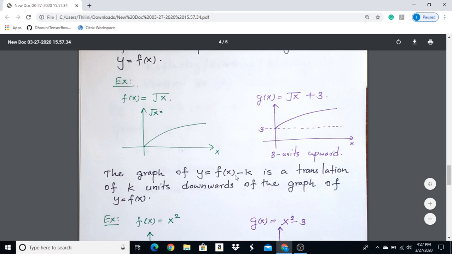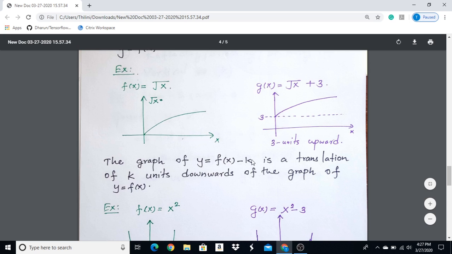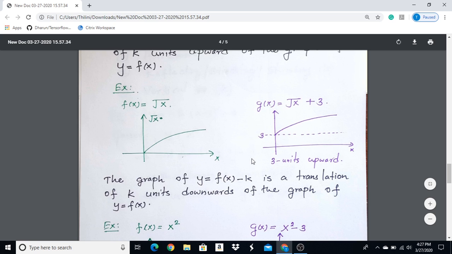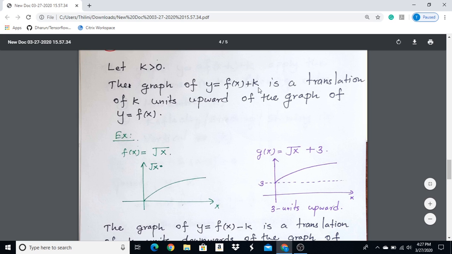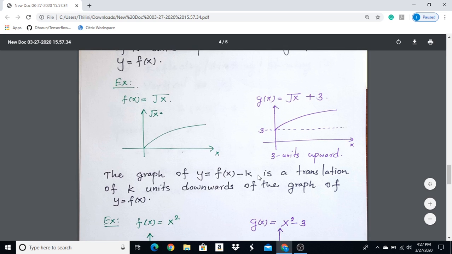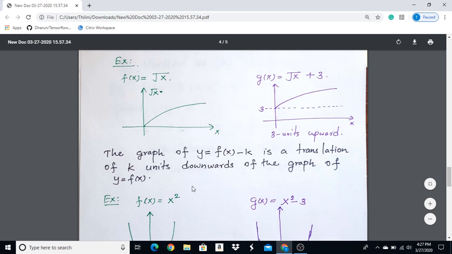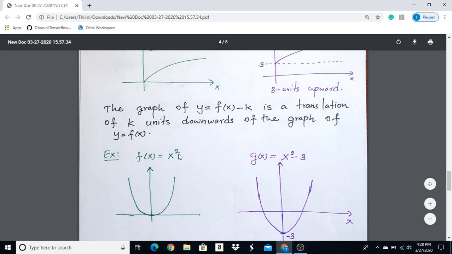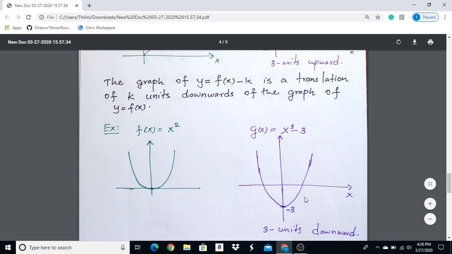The other case is to take k to be a positive number and consider f(x) minus k. The last case was f(x) plus k; here I'm taking f(x) minus k. That means we should move the graph downward by k units. If you look at the function f(x) equals x squared, the parabola, and the new function g(x) equals x squared minus 3, here k is 3 but it's minus 3 now. So we should move this graph downward by 3 units.